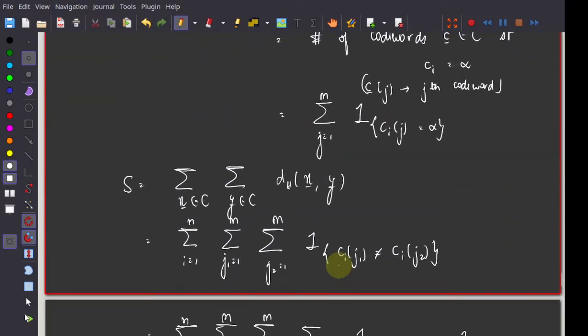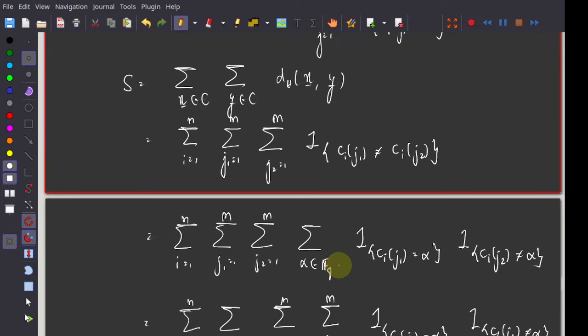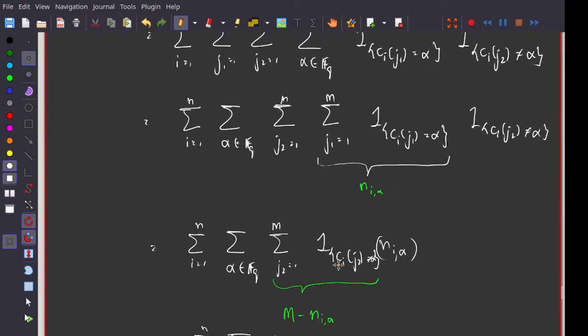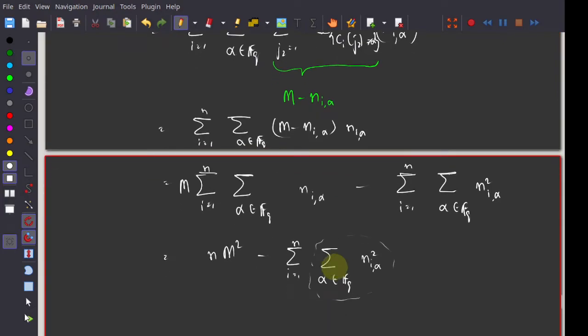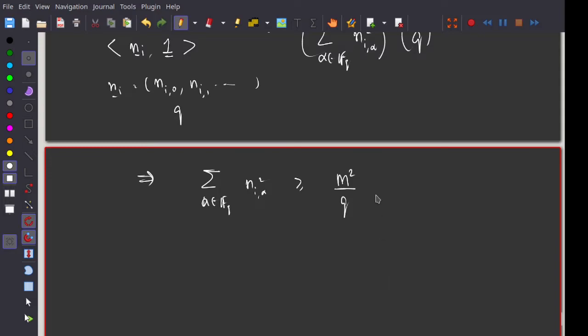I'm just writing S in two different ways. For one, I had a very simple bound, M into M minus 1 into d. In the second case, I looked at it coordinate by coordinate. I showed that S is equal to nM squared minus the summation over all i, summation over all alpha of N_i,alpha squared. Now I basically want a lower bound on this quadratic term, and just using the Cauchy-Schwarz inequality, I get that this is greater than or equal to M squared by q.